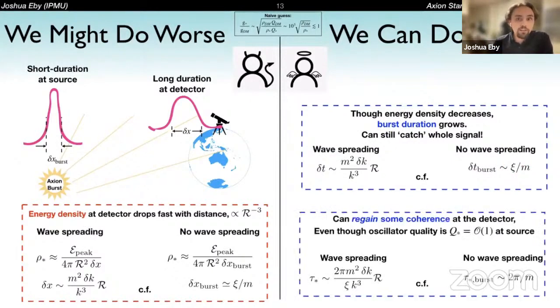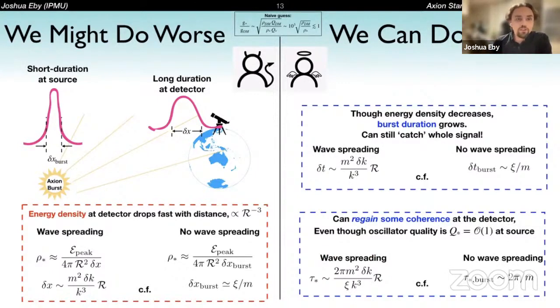Secondly, and maybe more strikingly, even though the waves emitted from the source are sort of incoherent, low quality waves, due to this wave spreading effect, the momentum modes within the pulse will actually separate themselves in flight. So the fastest axions reach you first, and the slowest axions reach you last. And at any given time in the detector, the effective momentum spread is very small. This means that the effective coherence time inside the detector can actually be relatively long, contrary to what you might have seen if you just observed this right at the source.